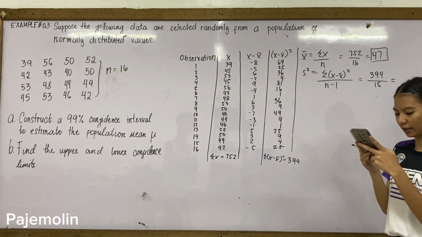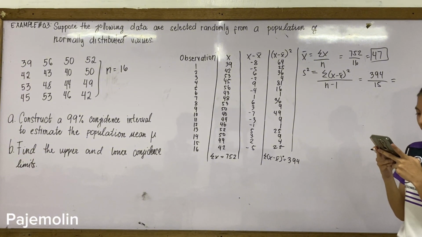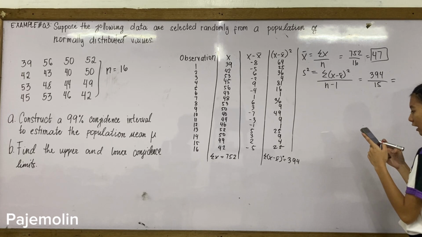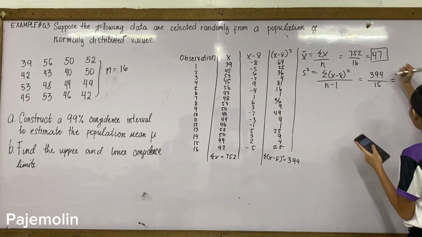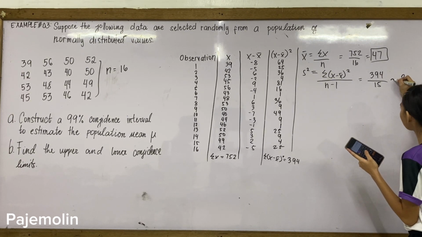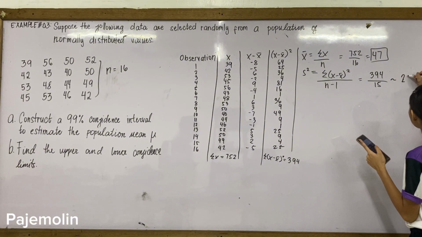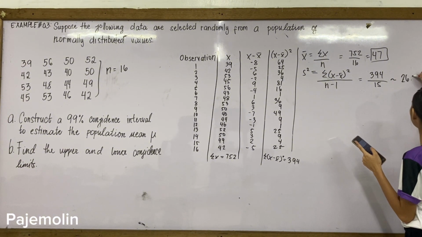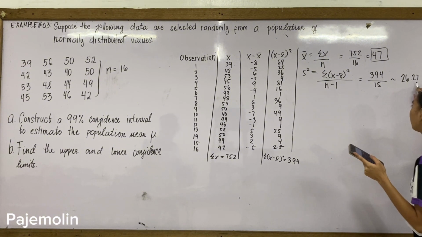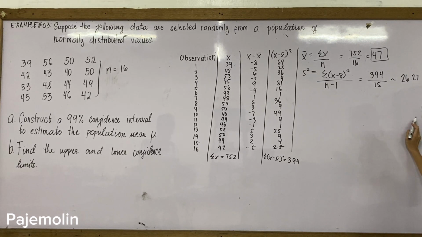So 394 divided by 15 is approximately 26.27. So we round it off to 2 decimal places.